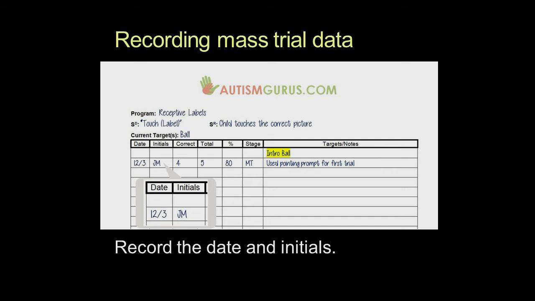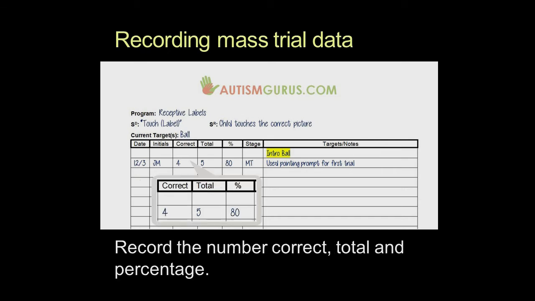Okay, let's write our data. First, let's record our initials and the date. Now, record the total correct independent responses. In this case, it's 4. Next, let's record the total number of questions asked. Just a note, this is the total number of times you said the SD. If you accidentally repeated the SD, that counts too, so be sure to record the total.